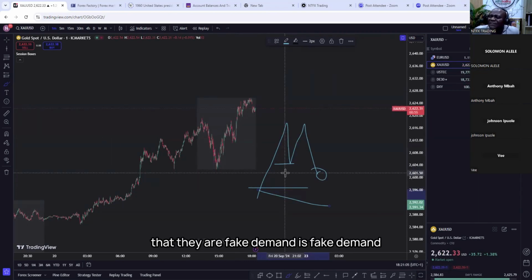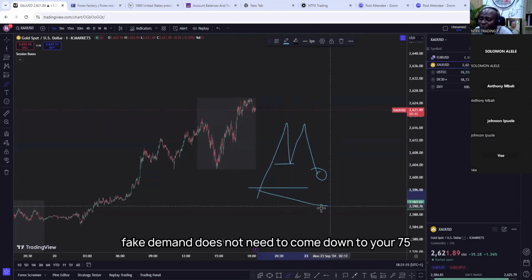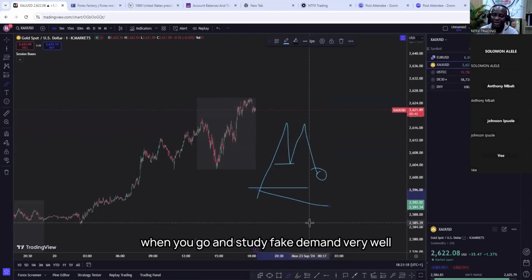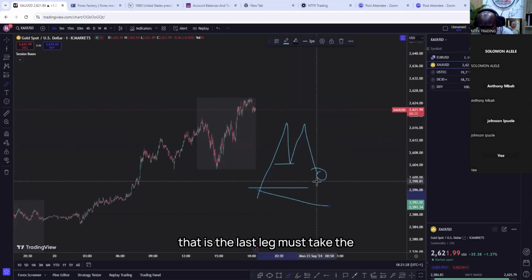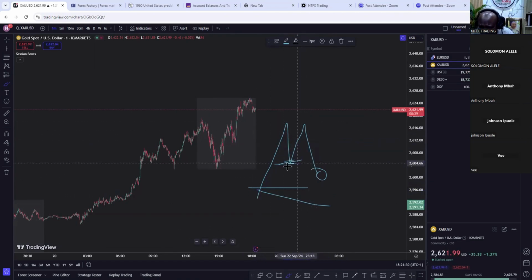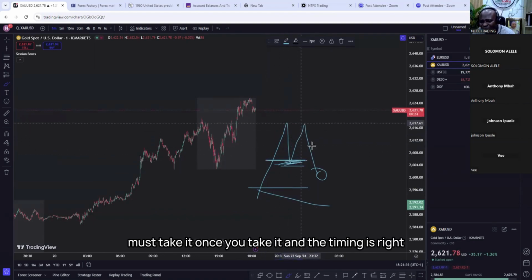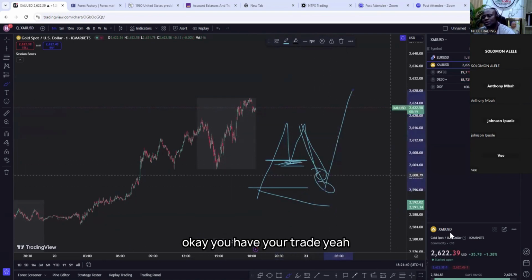That's what I'm saying, that they are fake demand. They are flat in nature, so they don't need to come down to your 75. When you study fake demand very well, they don't come to your 75 to 90, because they are flat in nature. The only thing required there is that the last leg must take the inducement level. Once you take it and the timing is right, you have your trade.